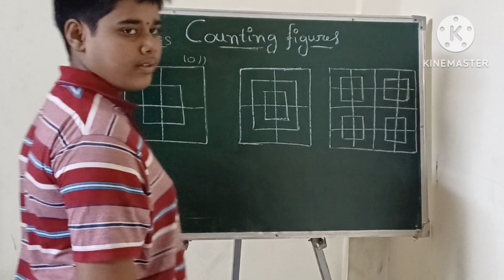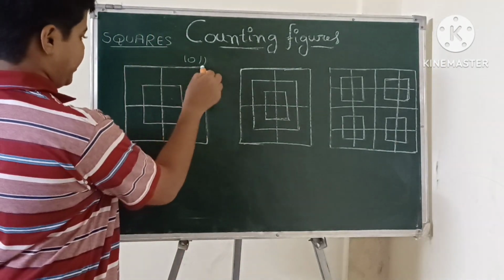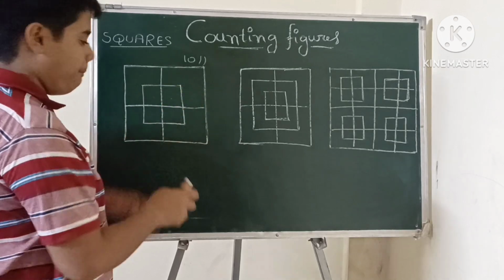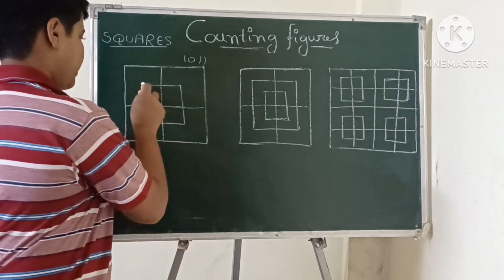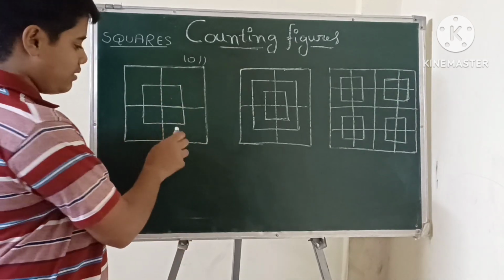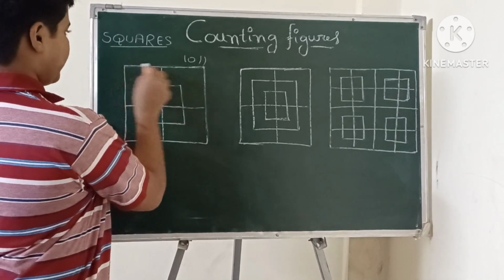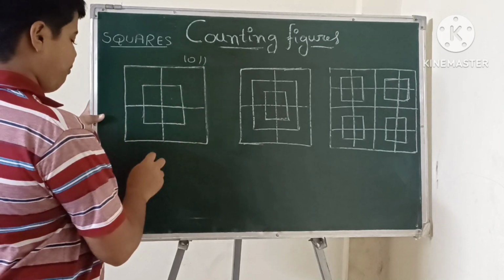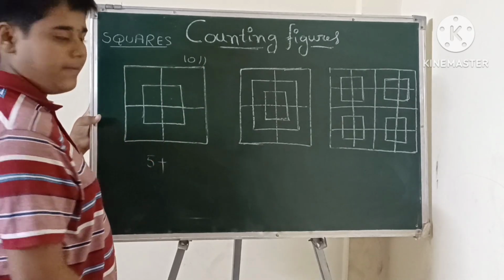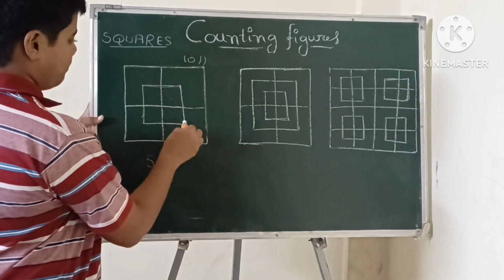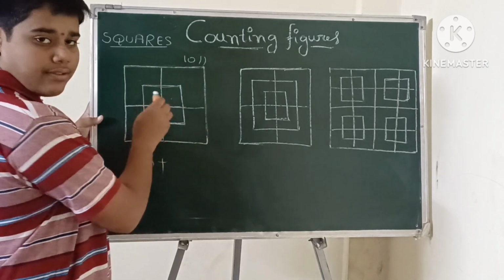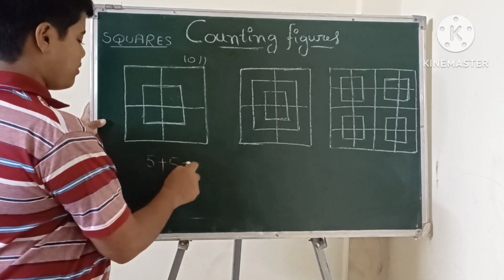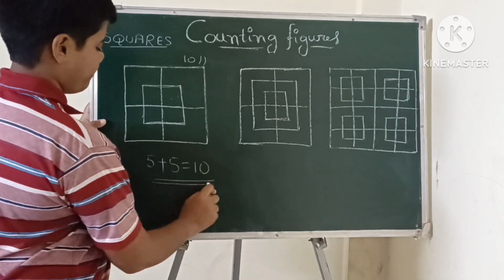Here I took only this square, not the embedded square. Embedded square means inside this square. So in this 1, 2, 3, 4 squares are there, and the big square 5. And the inside square, this is 1 square, and inside 4 squares are there. 4 plus 1, 5. So in this 10 squares are there.